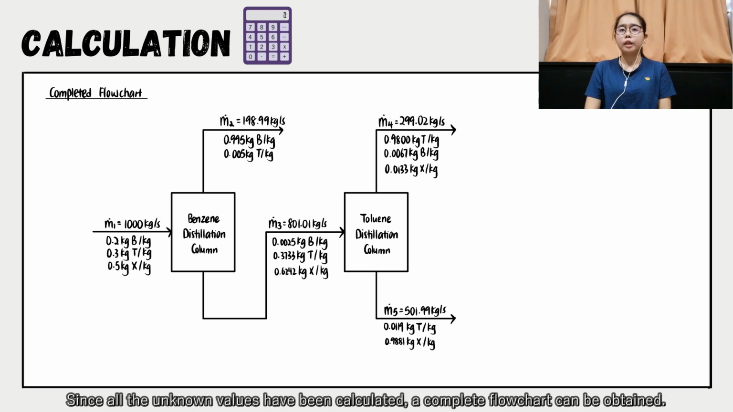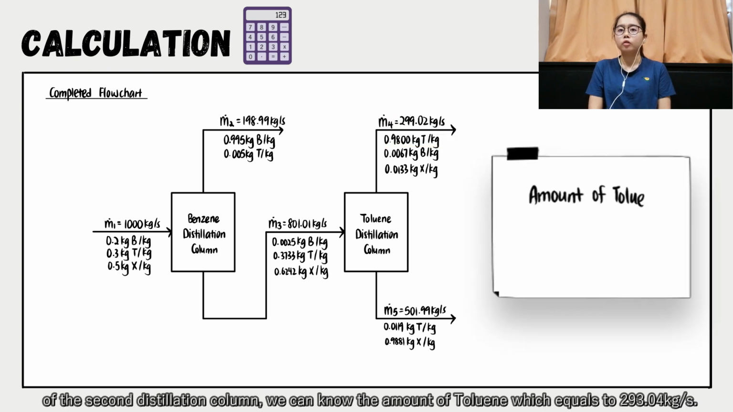Since all the unknown values have been calculated, a complete flowchart can be obtained. By multiplying the purity of toluene and the mass flow rate of the top product stream of the second distillation column, we can know the amount of toluene, which equals 293.04 kg per second.